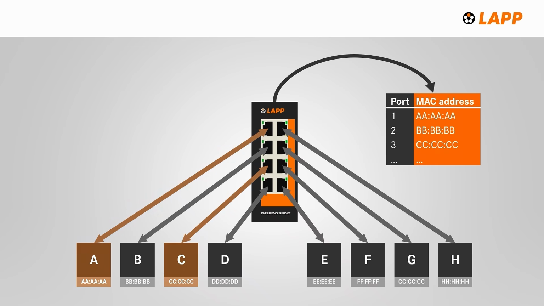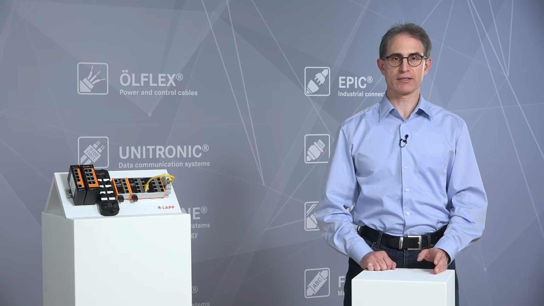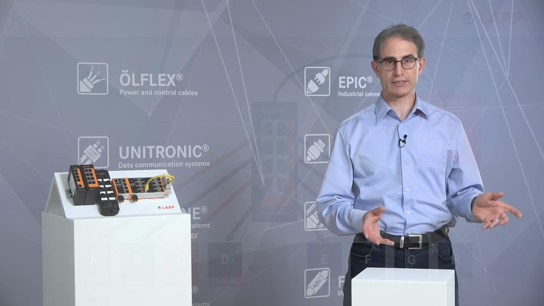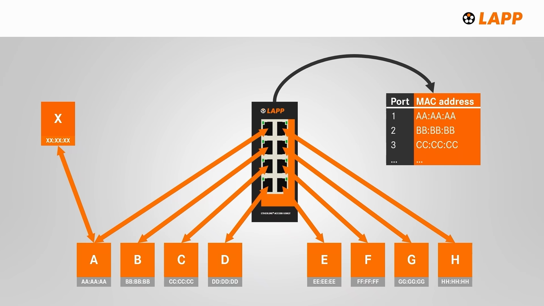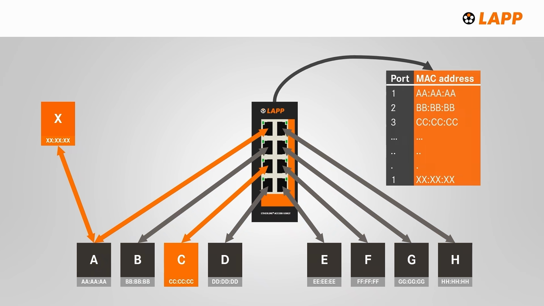The MAC address table not only contains the addresses of the devices which are directly connected to the switch, but also of all other devices which are behind them. When the MAC address table is full, the switch starts flooding again. So a larger MAC address table size can reduce network traffic.